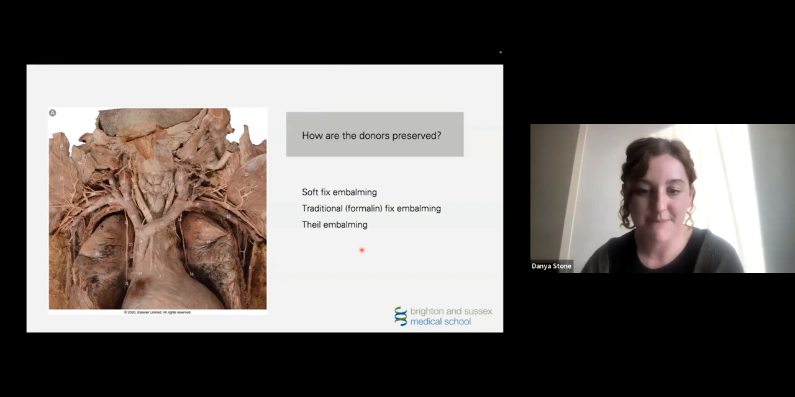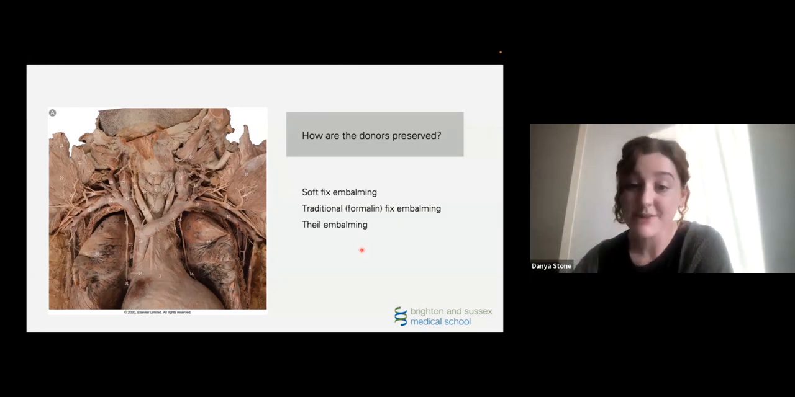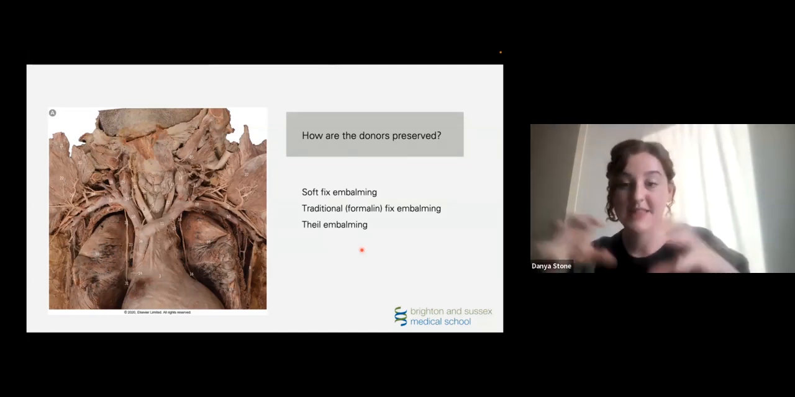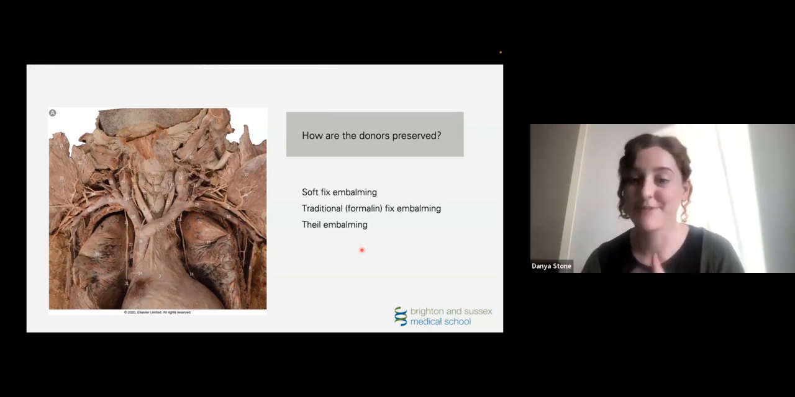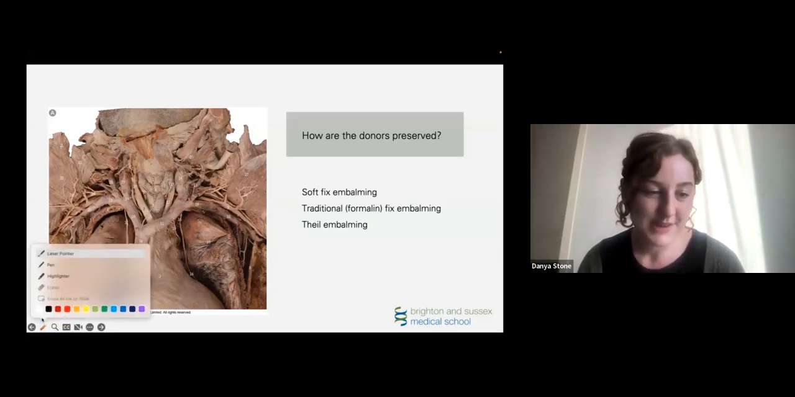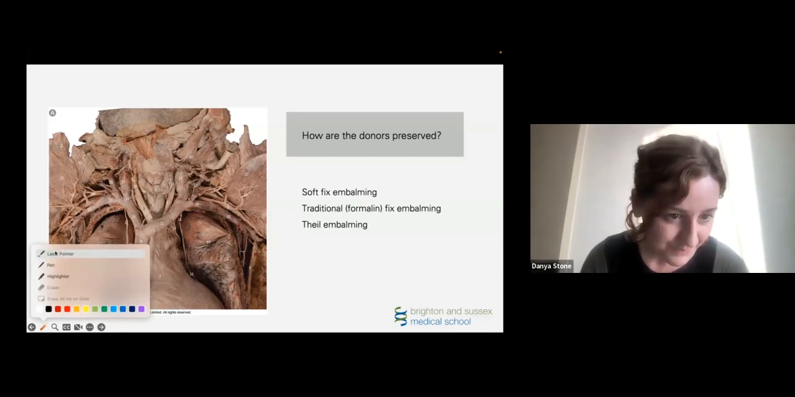And then finally, teal embalming results in a soft fix. It's just another method. So they disperse the fluid around in the circulatory system, but then the donor rests in a tank of a different fluid for up to 6 months. So just another thing to consider investigating when you're thinking about medical schools to apply to.